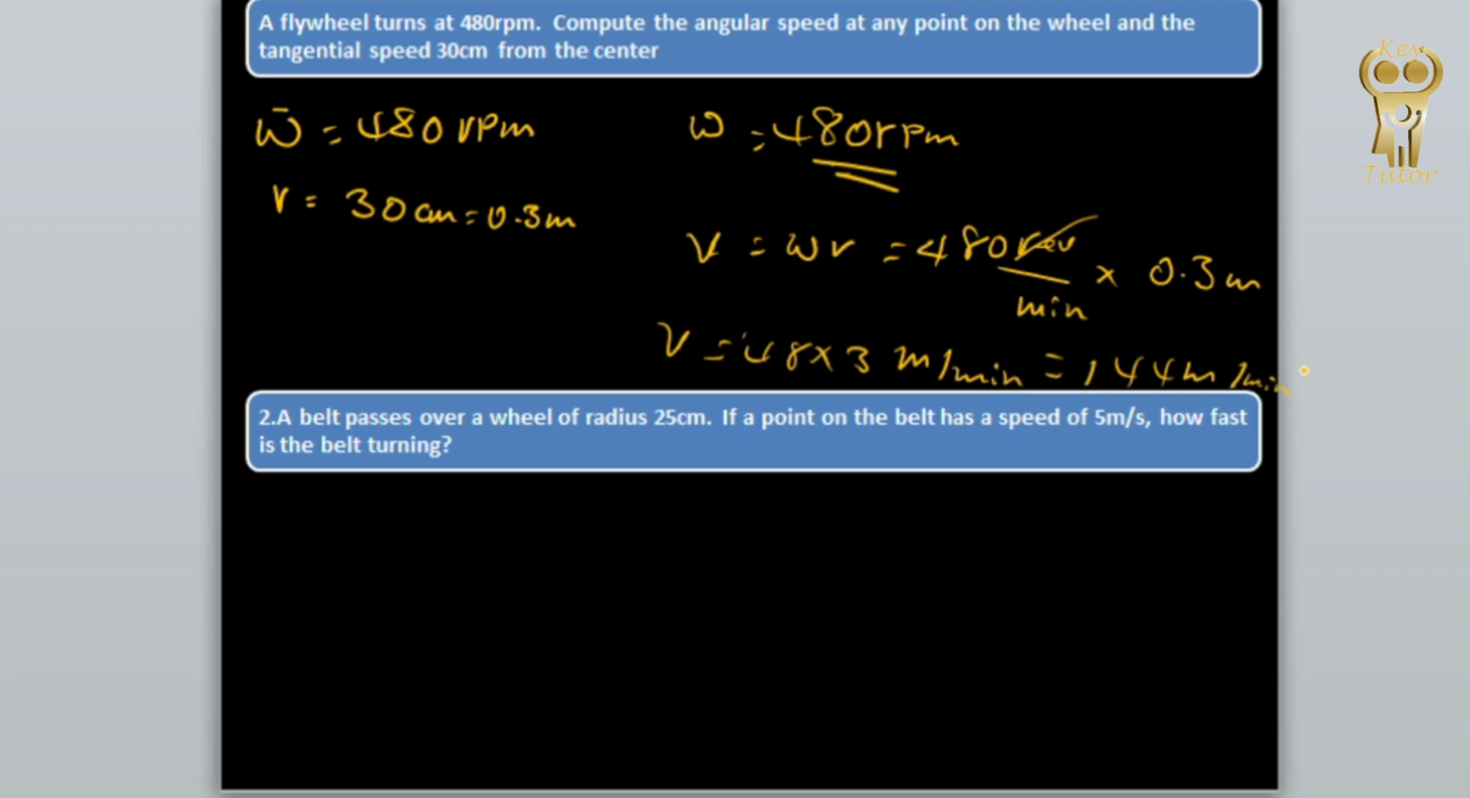This one is the tangential speed and angular speed: the magnitude of angular velocity and the magnitude of tangential velocity. The second example is: a belt passes over a wheel of radius 5 centimeter. If a point on the belt has a speed of 5 meter per second, how fast is the belt turning?